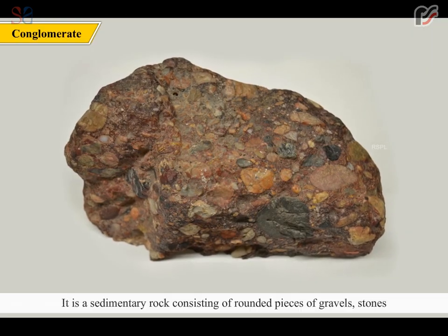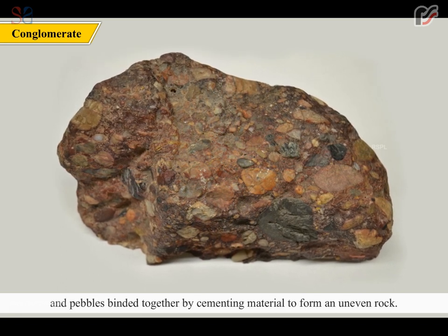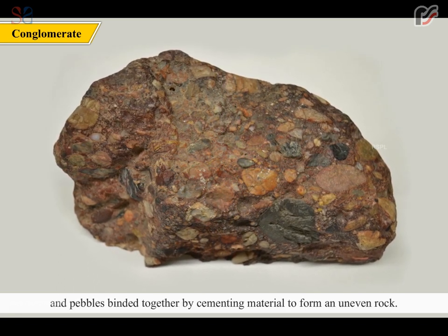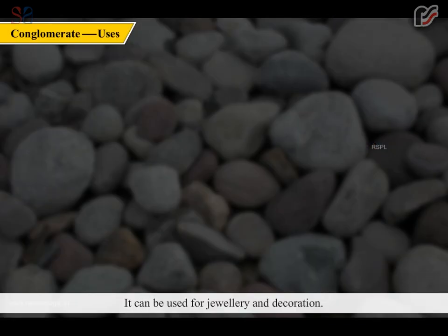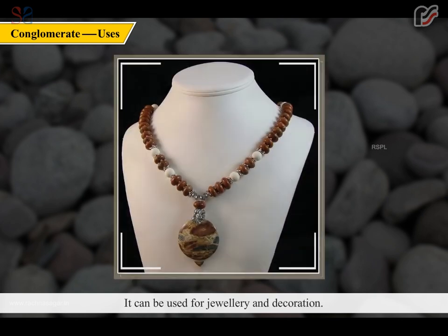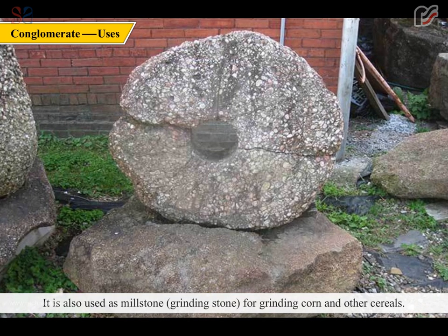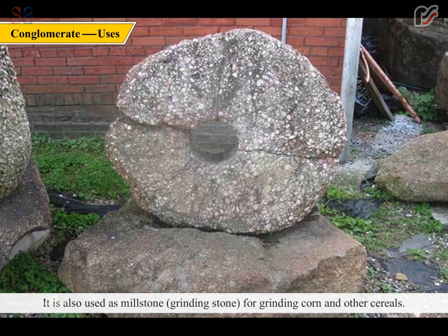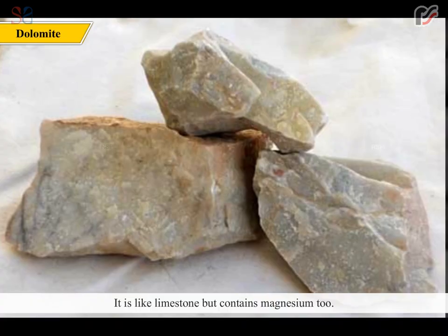Conglomerate. It is a sedimentary rock consisting of rounded pieces of gravels, stones and pebbles binded together by cementing material to form an uneven rock. Conglomerate uses. It can be used for jewelry and decoration. It is also used as millstone, grinding stone for grinding corn and other cereals.